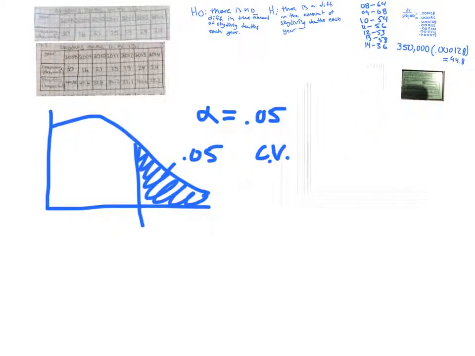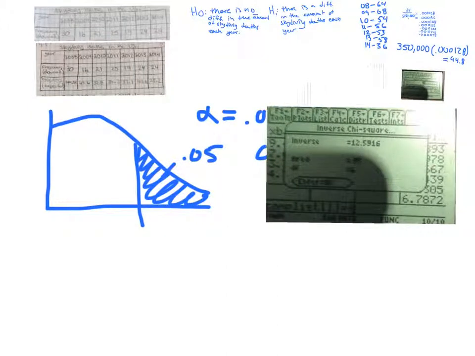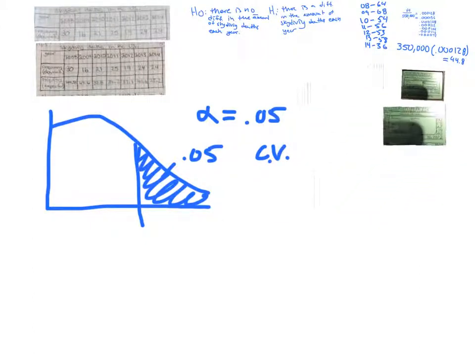After that, you will get this as an answer. So 12.592 will be your critical value. So that'll go right here.